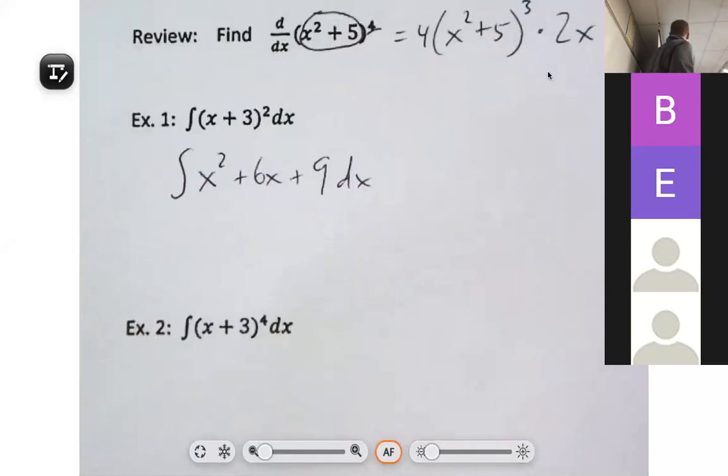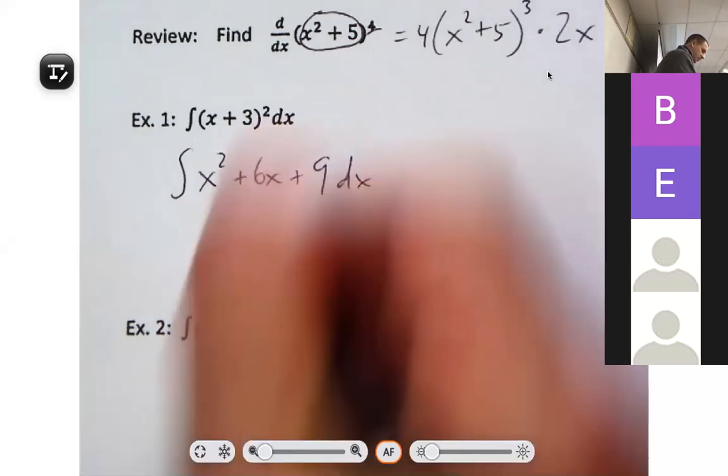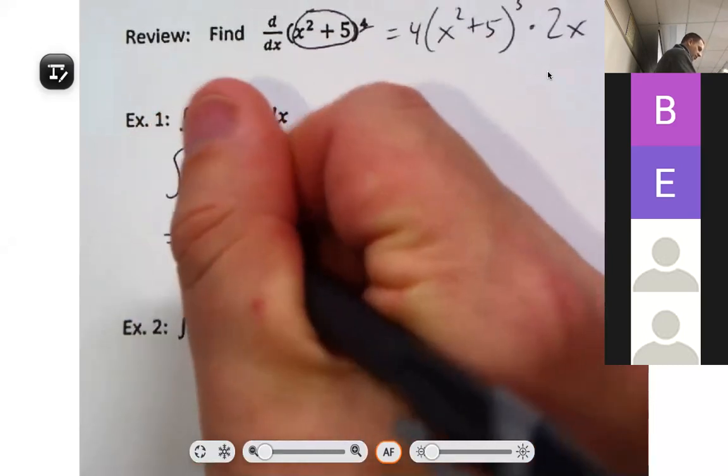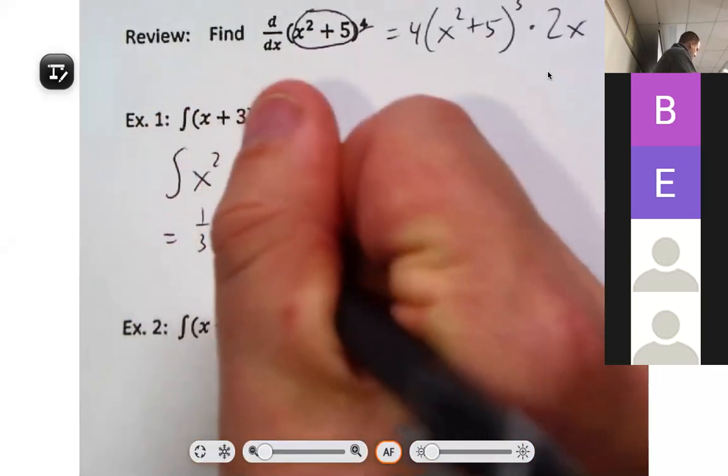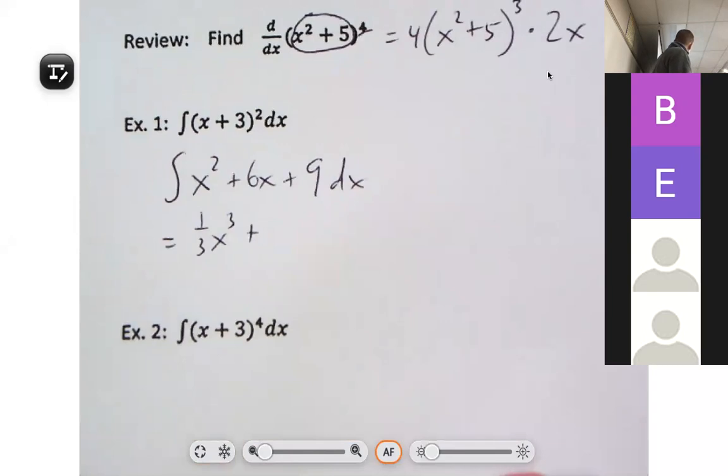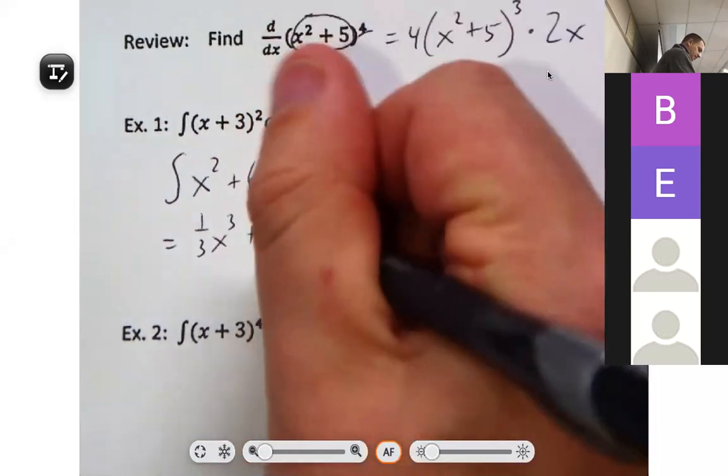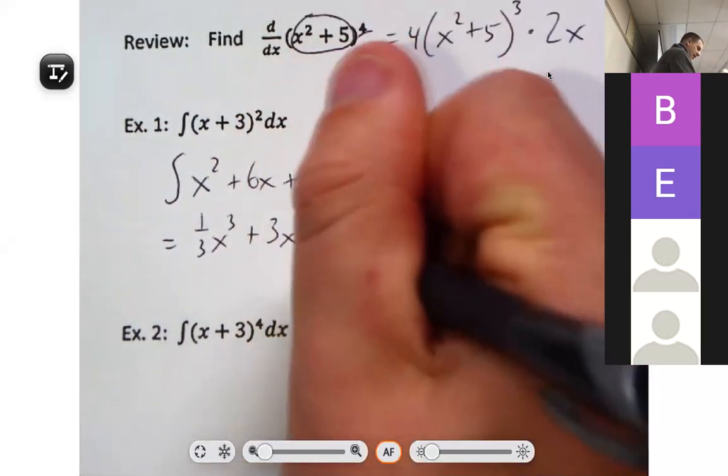Oh, well. All right, so now I'm going to integrate this term by term using our power rule that we 100% have to know. So this would be, let's see, one third x cubed. Bump that up to squared and divide. So 3x squared plus 9x.